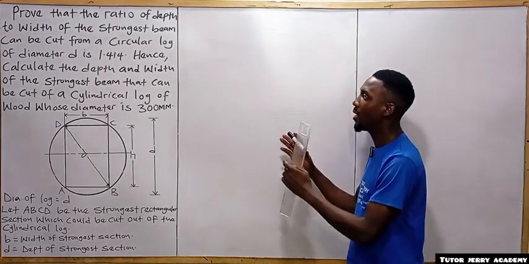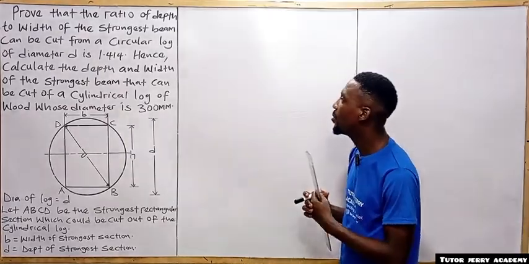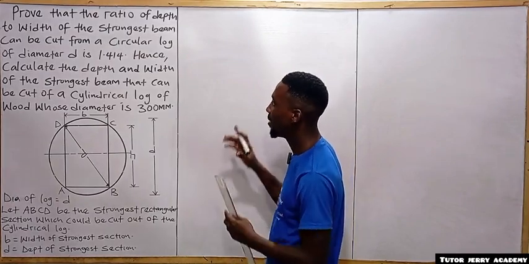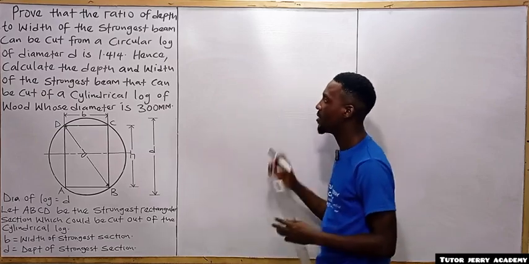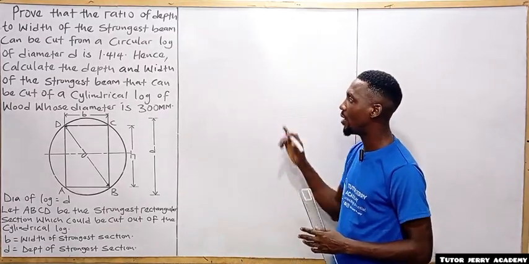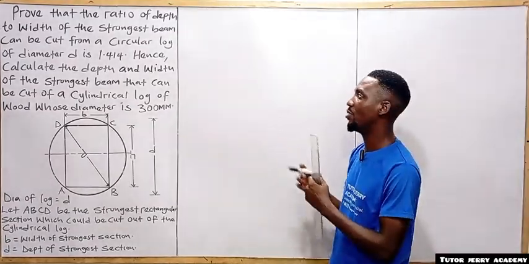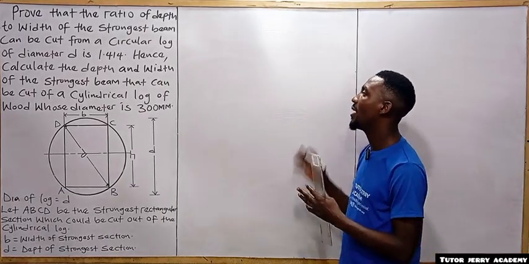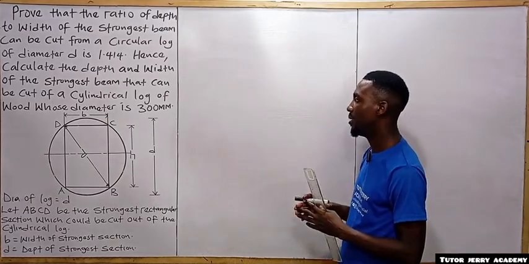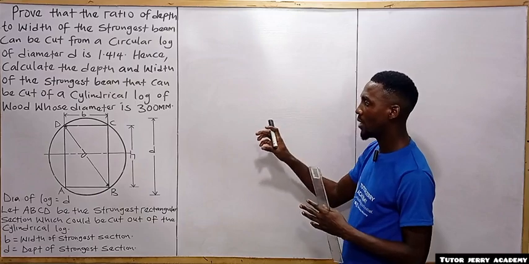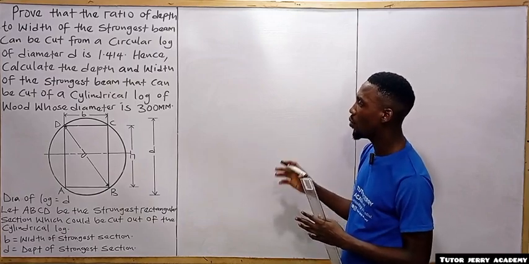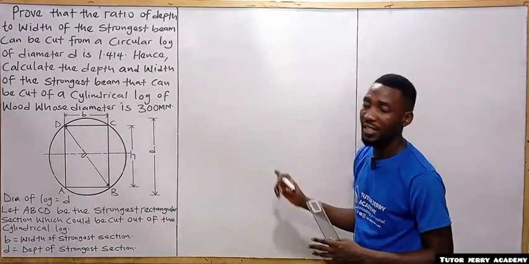Let's solve another interesting question. It says to prove that the ratio of depth to width of the strongest beam that can be cut from a circular log of diameter d is 1.414. I have solved something similar to this question. Hence, calculate the depth and width of the strongest beam that can be cut off a cylindrical log of wood whose diameter is 300 mm.